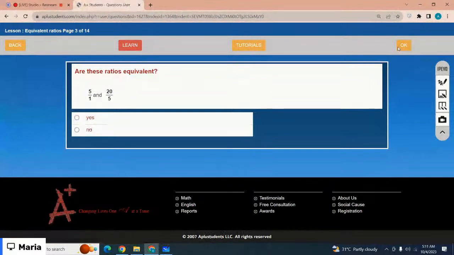Okay, the next one is 5 over 1 and 20 over 5. Are these ratios equivalent? Yes or no? Which is the correct option? No, they are not equivalent. Very good.